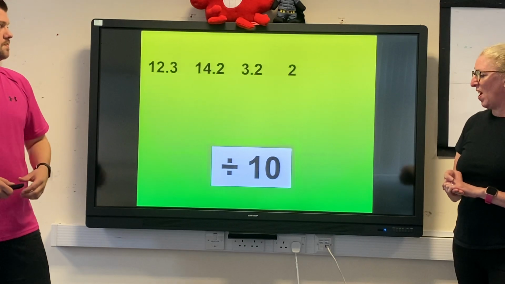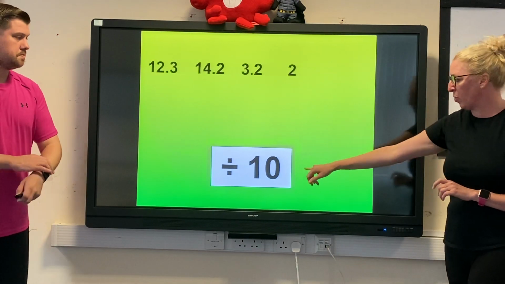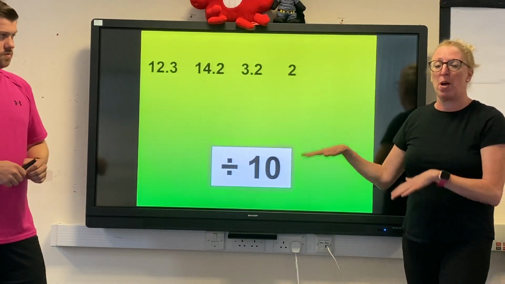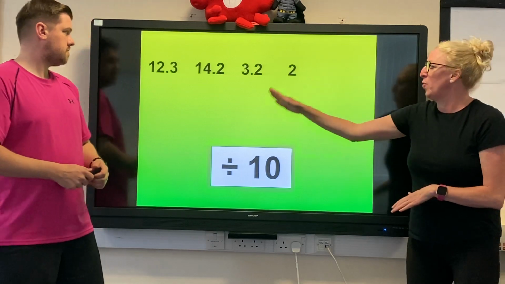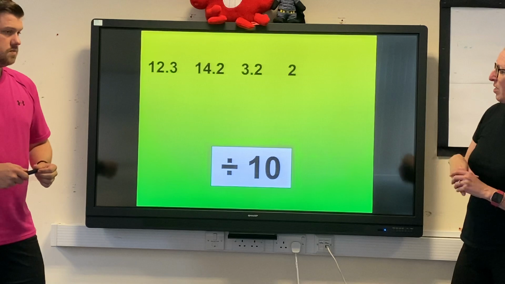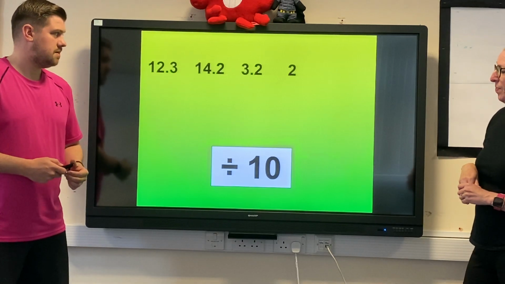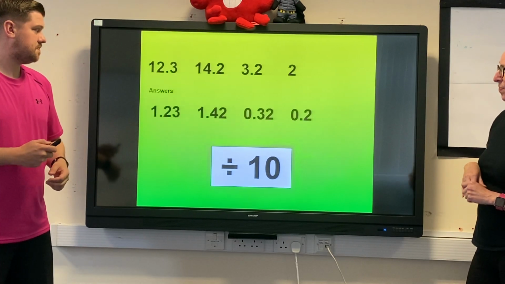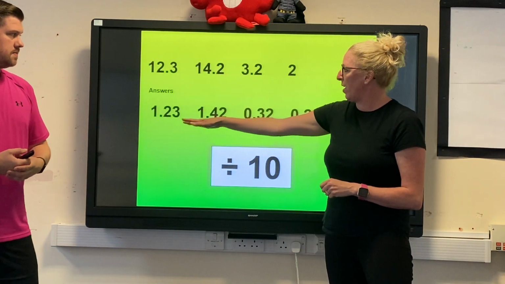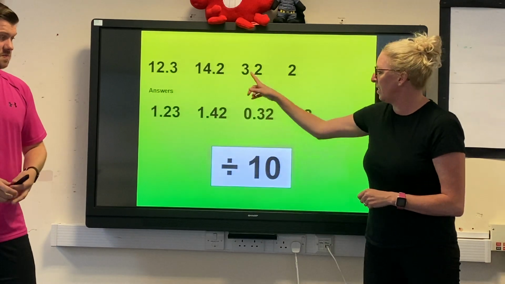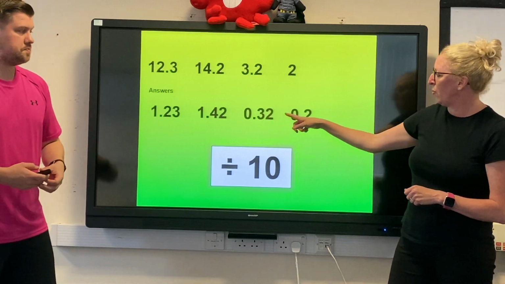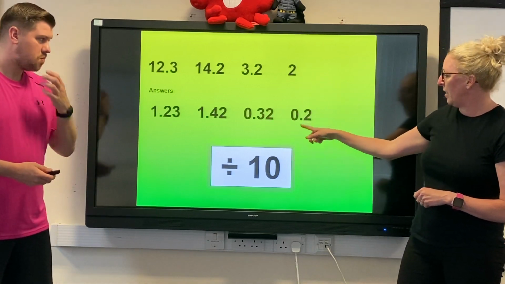So now we're going to divide by 10. Remember there's 1 0 on the 10, so we're moving it one place and we're making the number smaller. Okay, so it's moving to the right. Okay, so pause the video, have a go at these 4. And here are your answers. So you've moved them one place to the right, so it's 1.23, 14.2 divided by 10 is 1.42, 3.2 divided by 10 is 0.32, and 2 divided by 10 is 0.2.